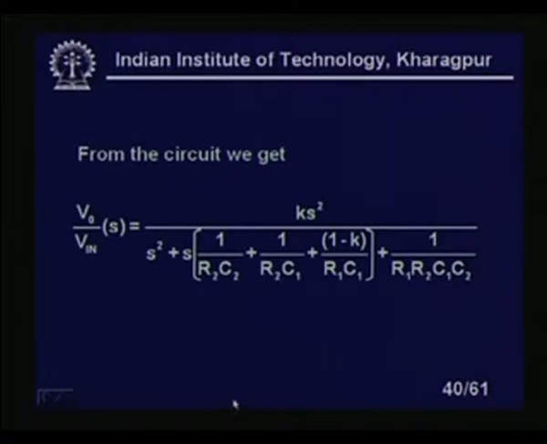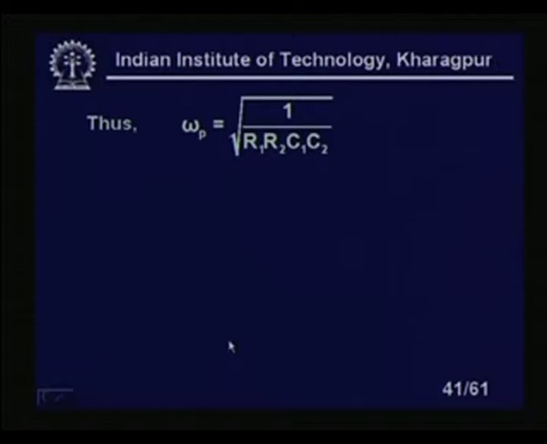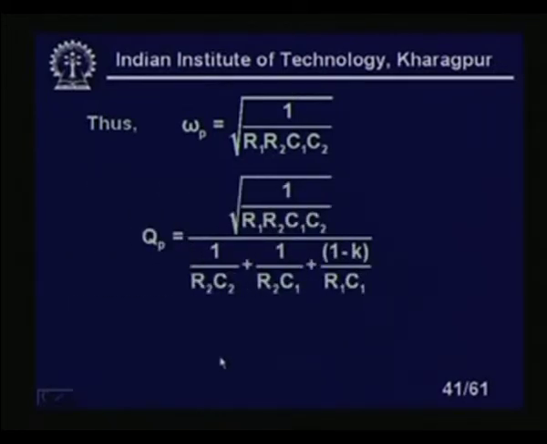Now, from the circuit we can write the high pass transfer function V naught by V in S equal to small k S square upon S square plus S into 1 upon R2 C2 plus 1 upon R2 C1 plus 1 minus k upon R1 C1 plus 1 upon R1 R2 C1 C2. So, omega p equal to root over 1 upon R1 R2 C1 C2, QP equal to root over 1 upon R1 R2 C1 C2 upon 1 upon R2 C2 plus 1 upon R2 C1 plus 1 minus k upon R1 C1. So, small k equal to this capital K, obviously k equal to 1 plus R2 by R1 in this case, right.